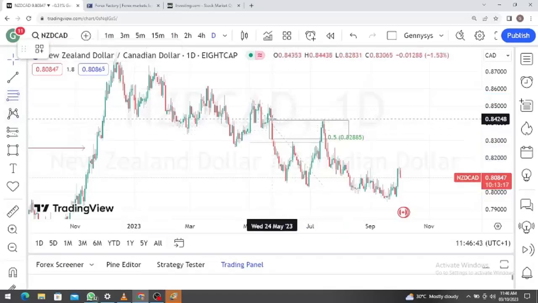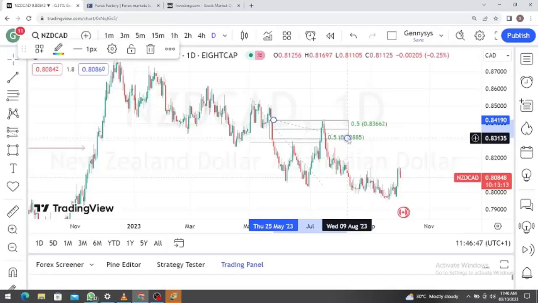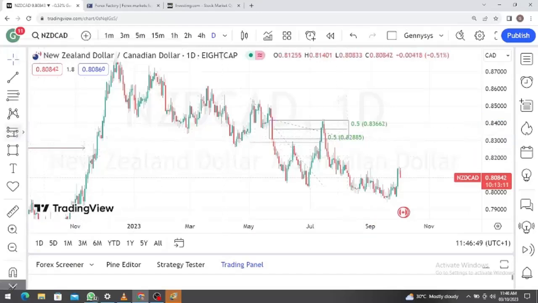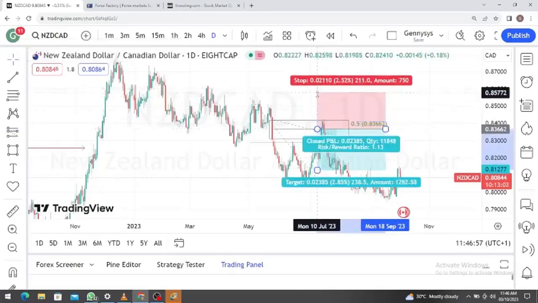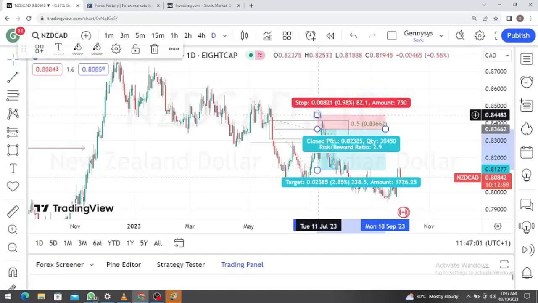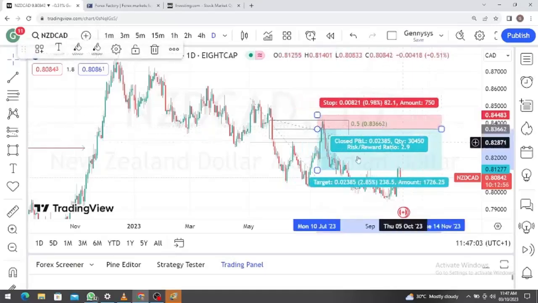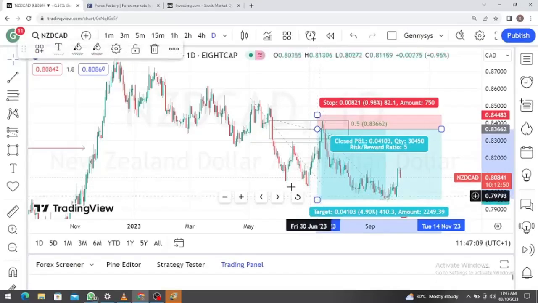50% of the imbalance, right? Place your sell at the 50% right there. Stop loss above the wick of the candle that has the imbalance, and voila, 5 times anything you risked.